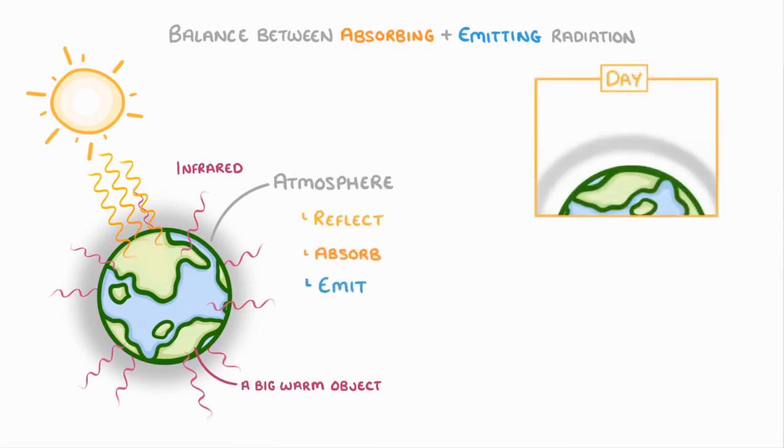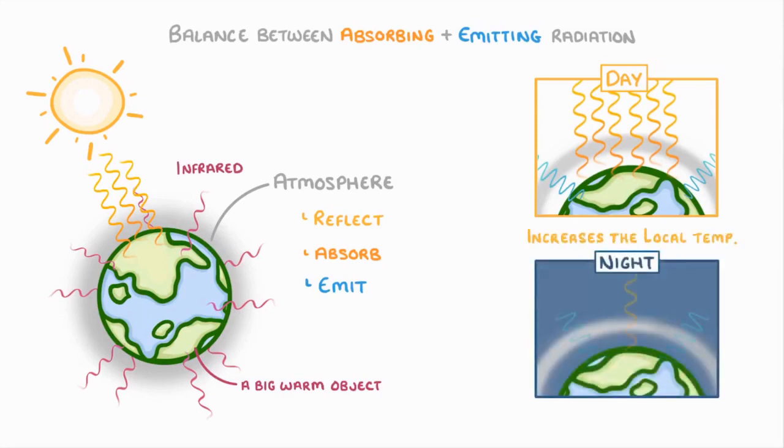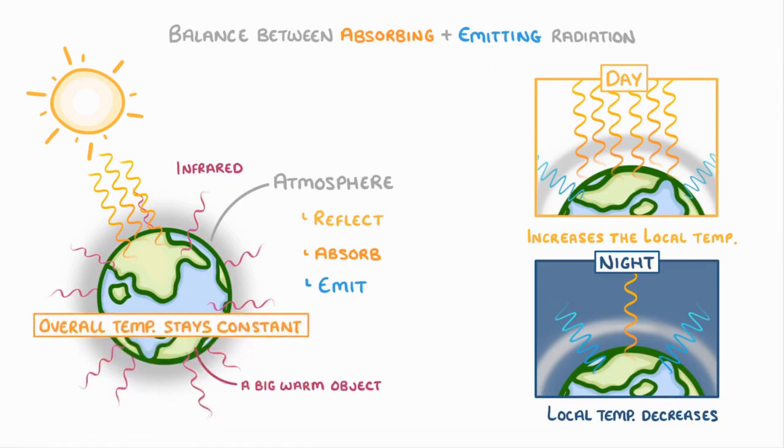During the day, more energy is being absorbed by the Earth and atmosphere than is being emitted, which increases the local temperature. Whereas at nighttime, less energy is absorbed than emitted, and so the local temperature decreases. Overall, though, some part of the Earth is always in the sun, so the overall temperature stays pretty constant.